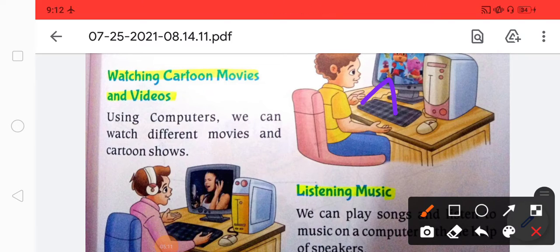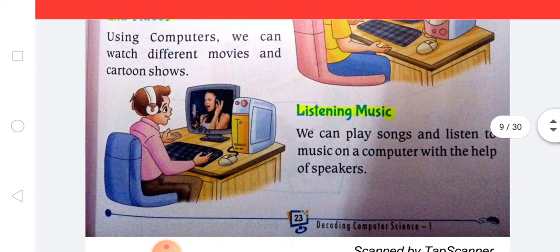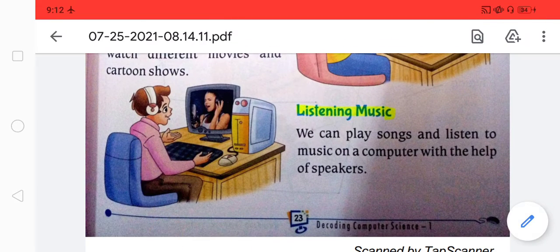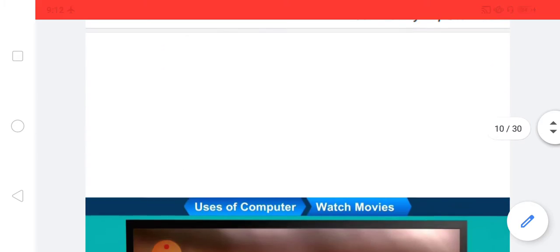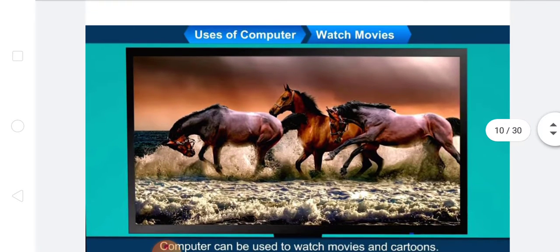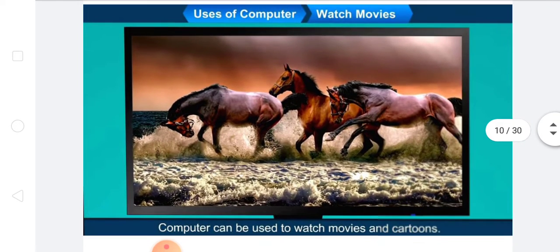So using computers we watch movies and cartoon shows. Then listening to music, the person that sits in front of a computer uses his computer to listen to music or play songs, okay, with the help of speakers. Then here you see a movie is played here. So with the use of computer we can see movies and cartoons, okay.